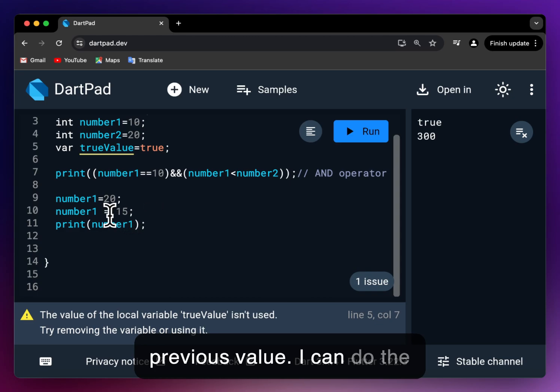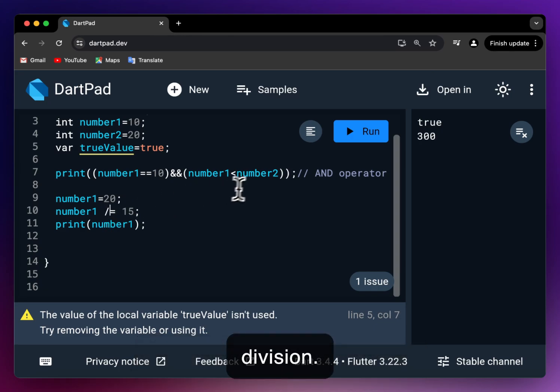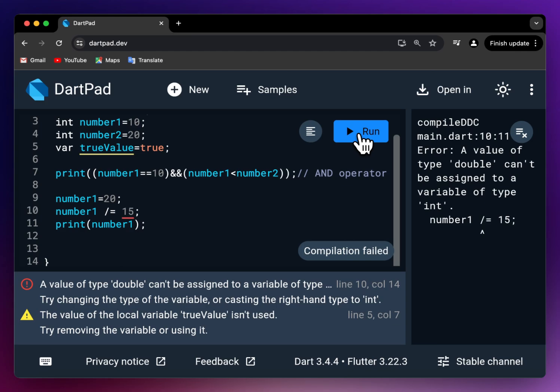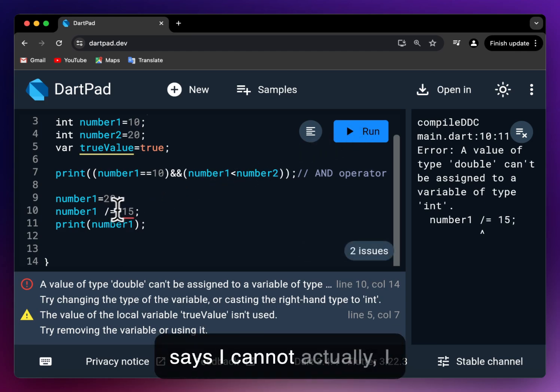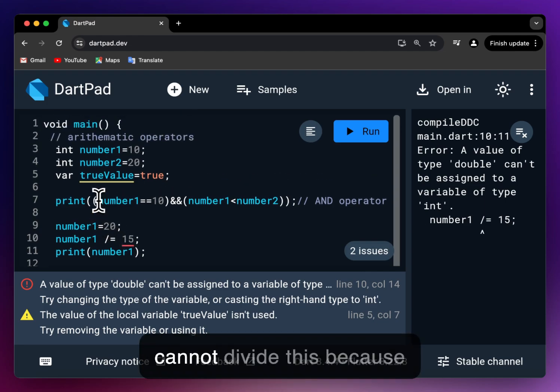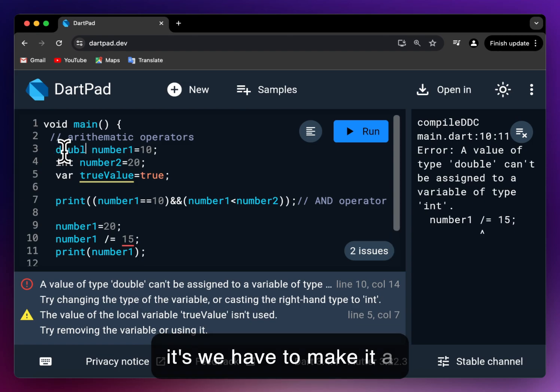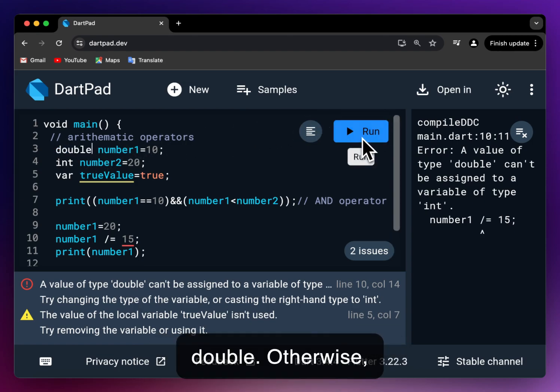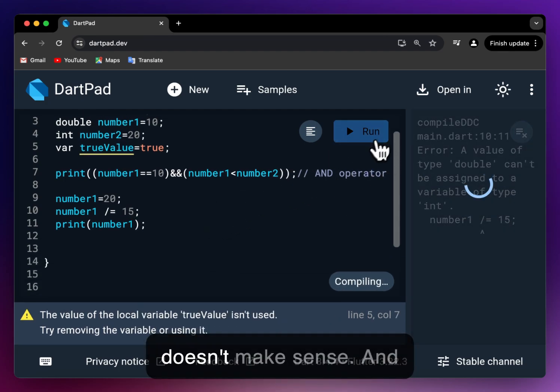I can do the division. Okay, it says I cannot divide this because we have to make it a double one, otherwise it doesn't make sense.